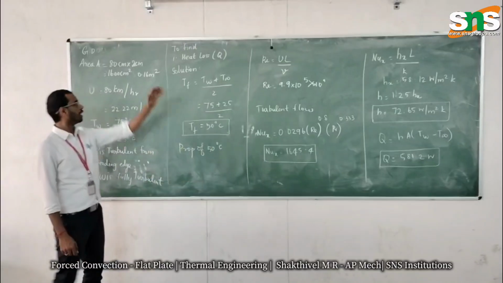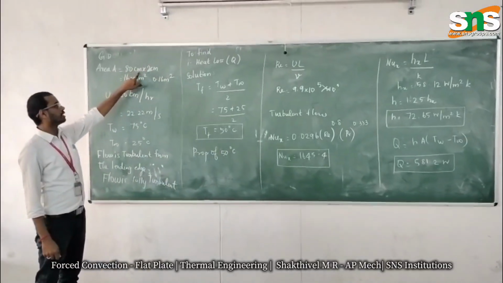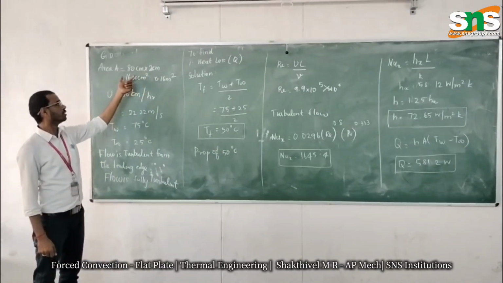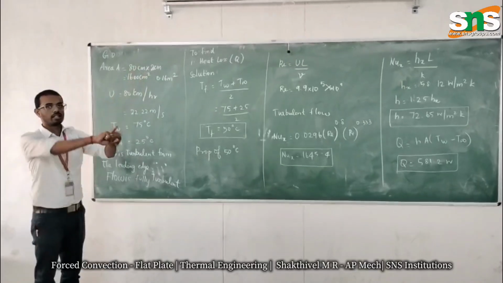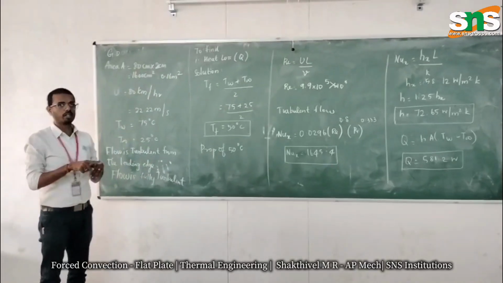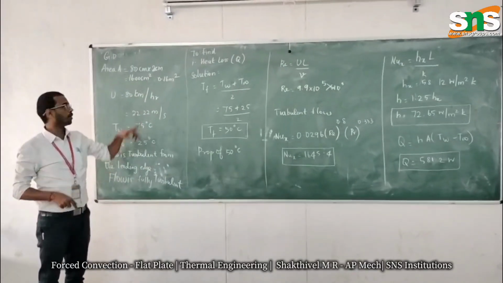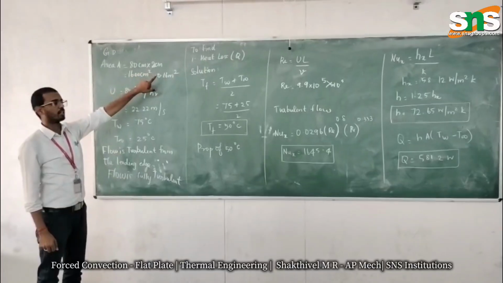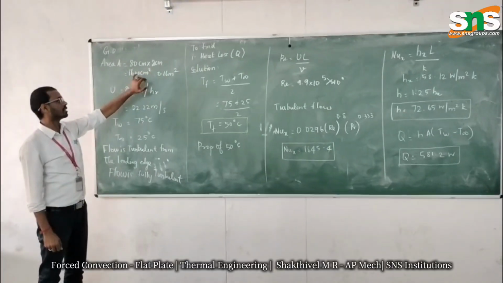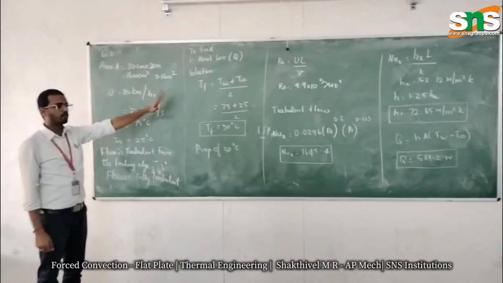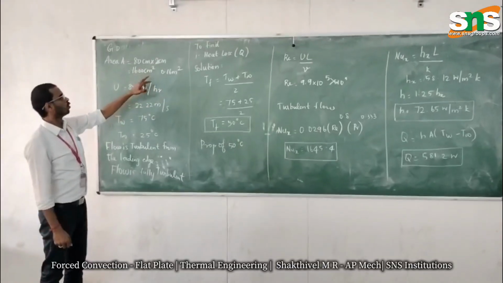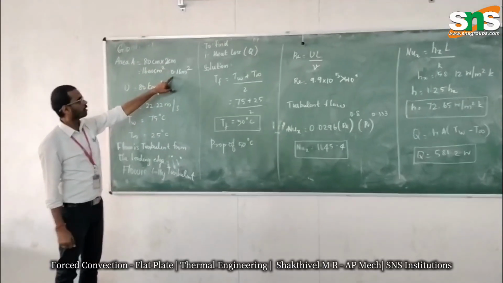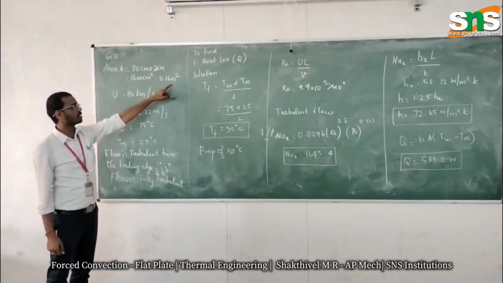So the given data is area, that is 80 cm into 20 cm. That is, we have its length and breadth. The crankcase is the bottom of the engine. So it is in length and breadth, 80 cm into 20 cm. That is 1600 cm square. We have to convert it into meter square. So converted to meter square, it is 0.16 meter square.